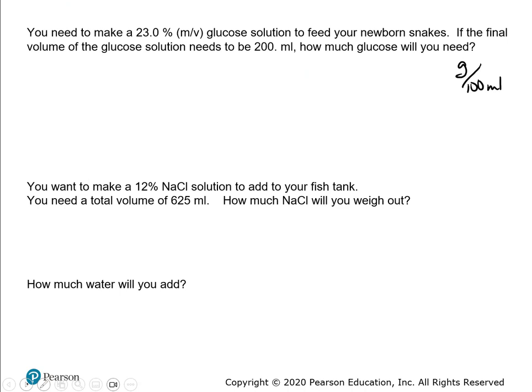So if you need to make a 23% mass to volume glucose solution to feed your newborn snakes, if the final volume of the glucose solution needs to be exactly 200. mL, so I have a 200 with the decimal place, how much glucose will you need? So just like we did before, remember concentration times volume tells you the amount of the solute. It's the same thing here. So concentration times the volume is going to equal amount of solute.